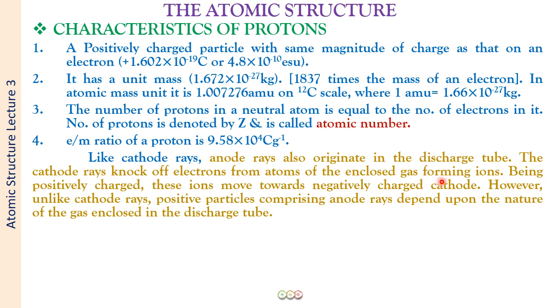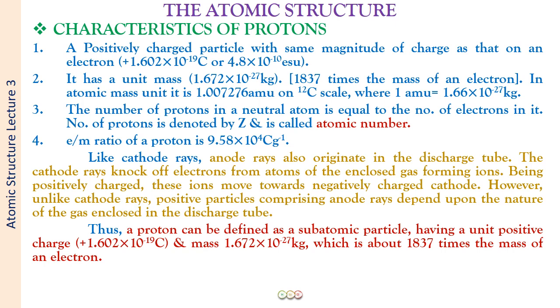Now this positive ion is the atom of the individual gas which has lost the electron, and hence the mass of each of these positive ions has to be different. Being positively charged, these ions move towards the negatively charged cathode. However, unlike the cathode rays, please do remember that these rays depend upon the nature of the gas enclosed in the discharge tube. I hope I am clear about this. This is one important point which is frequently asked in the examinations.